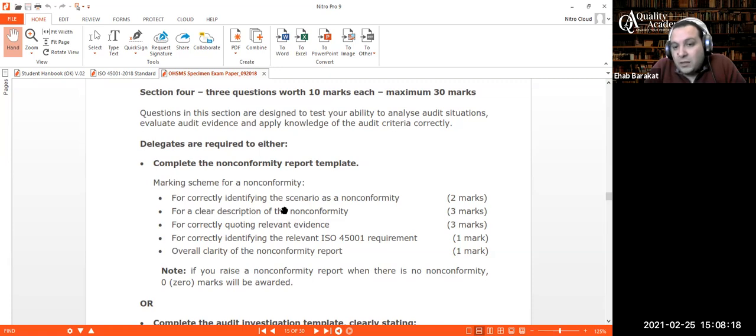Now, what is the opposite? If there is no evidence to raise a non-conformity, and in spite of that you wrote in your answer that it is a non-conformity and filled in the non-conformity template, in this case you will take 0. If the scenario is an investigation and you said non-conformity, you will take 0. If the scenario is a non-conformity and you said investigation, you will take a maximum of 7 out of 10.